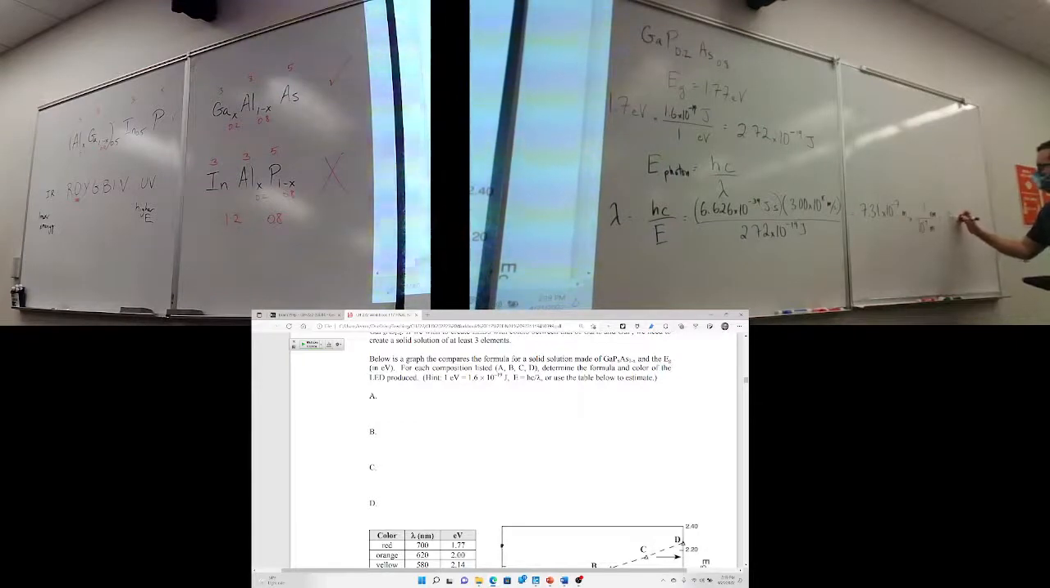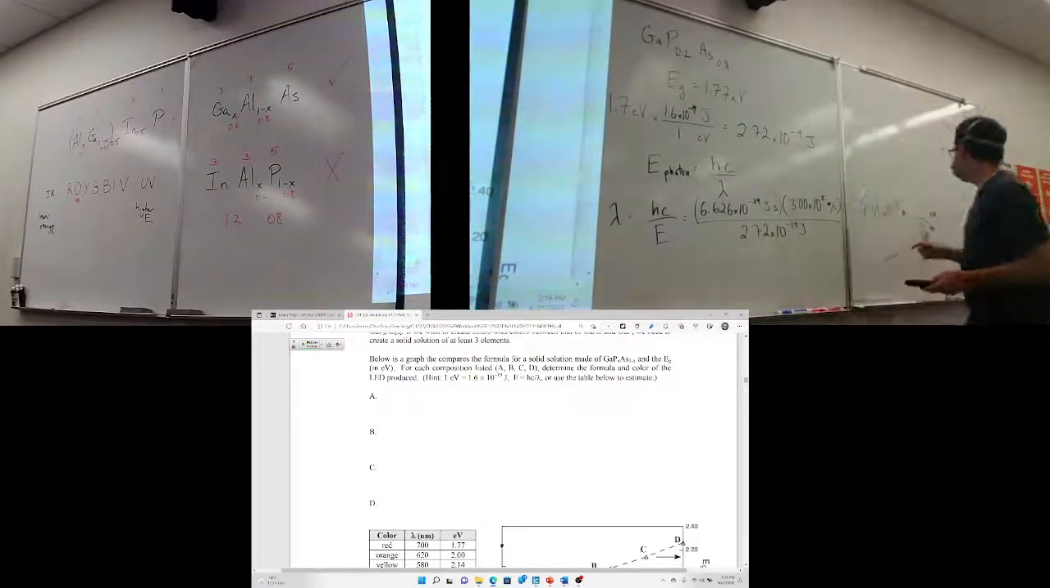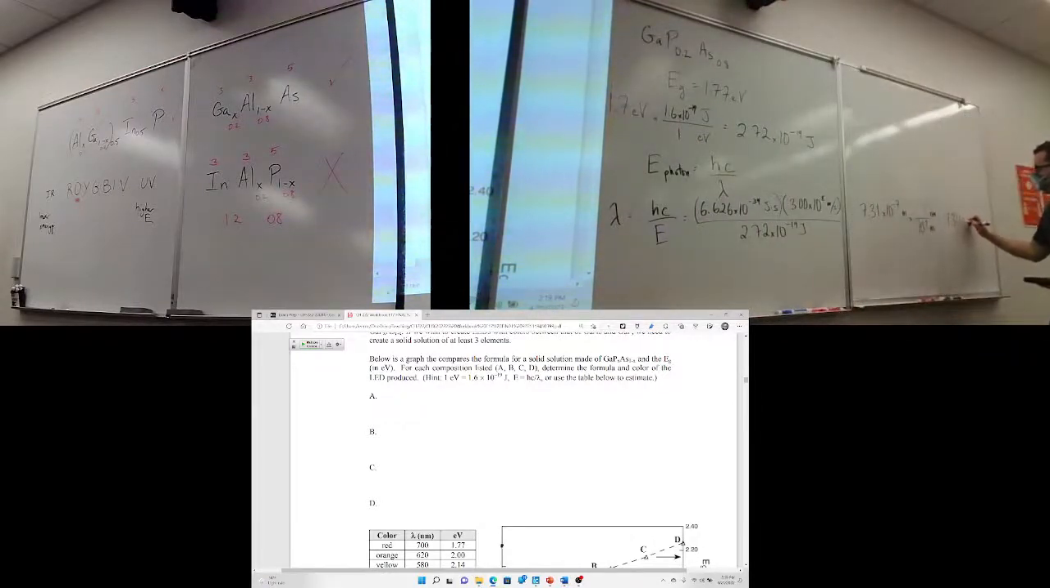If I do sig figs, there's only 2 sig figs from the beginning. So if I get 2 sig figs over here, it's 730 nanometers. And that's not exactly what they said, they said 700. I get 730, which is still red. Red is 700, 800, something like that. So make sure you know how to do this calculation.